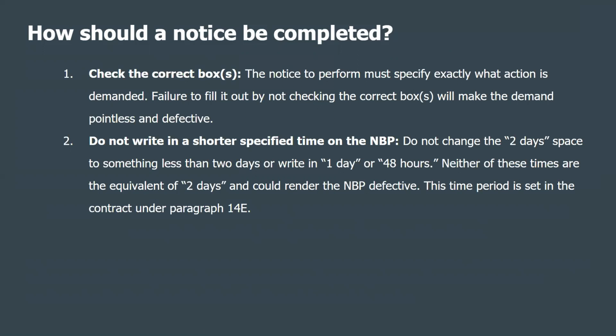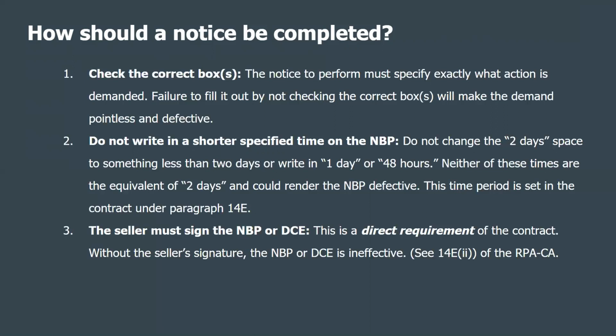Number 2, do not write in a shorter specified time in the notice of buyer to perform. So do not change the 2 days space to something less than 2 days, or write in 1 day or 48 hours. Neither of these times are the equivalent of 2 days and could render the notice of buyer to perform defective. This time period is set in the contract under paragraph 14E.